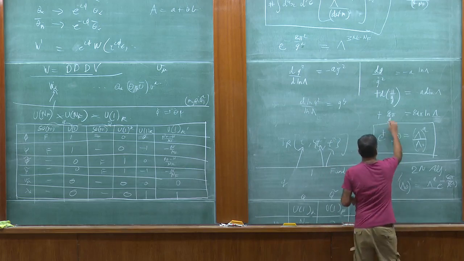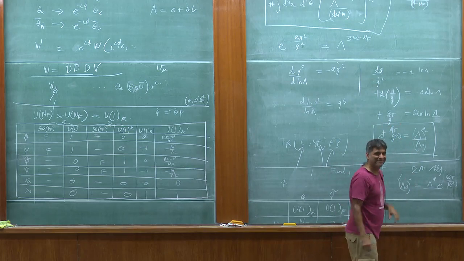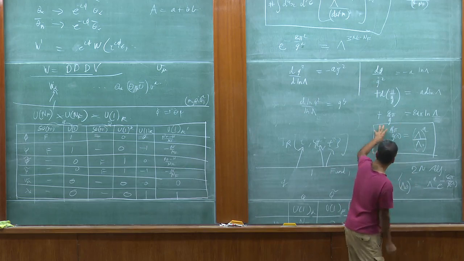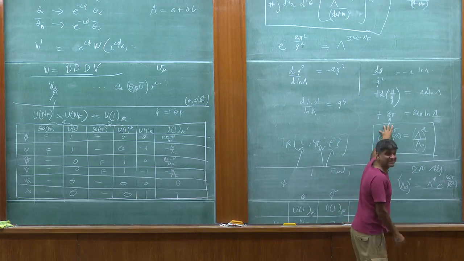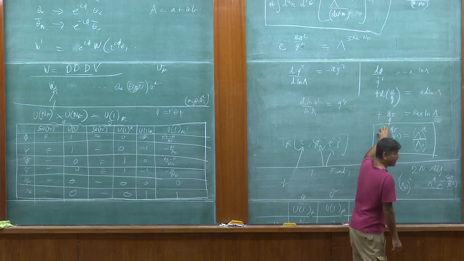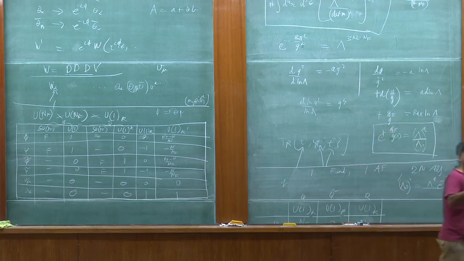And maybe 8 pi should have been 16 pi. The reason that I put it this way is the following. This quantity is what you would get from a single instanton.